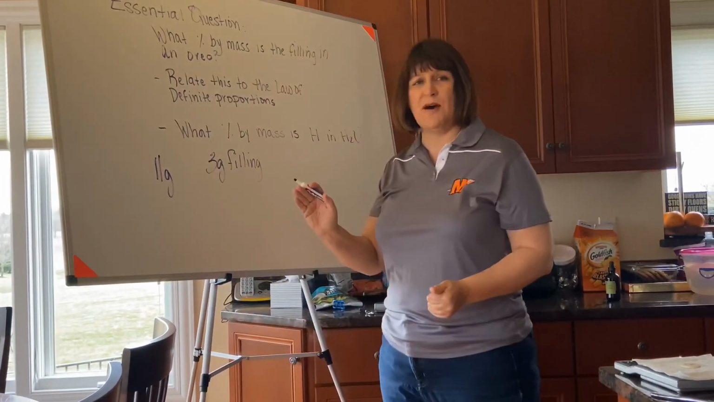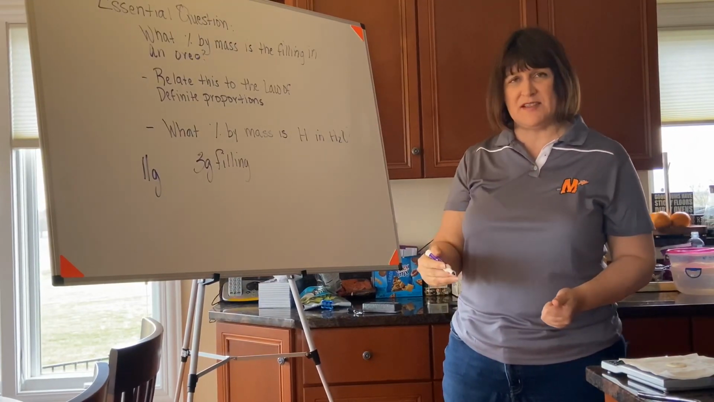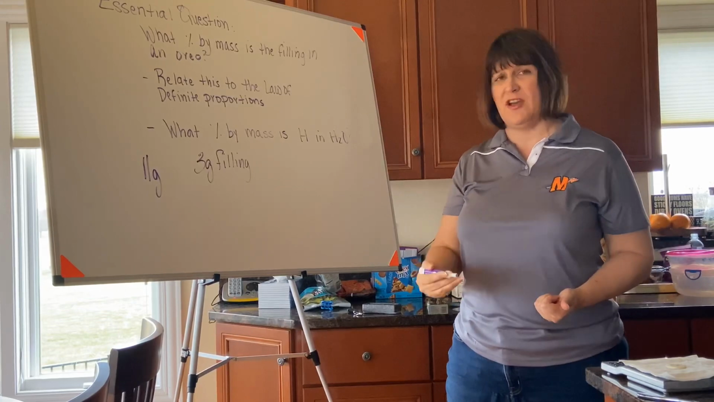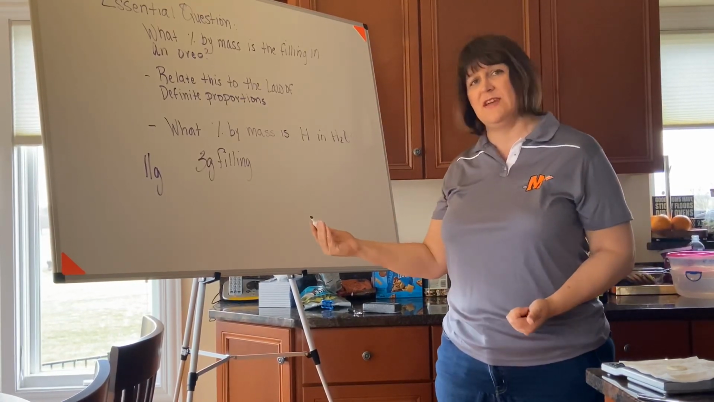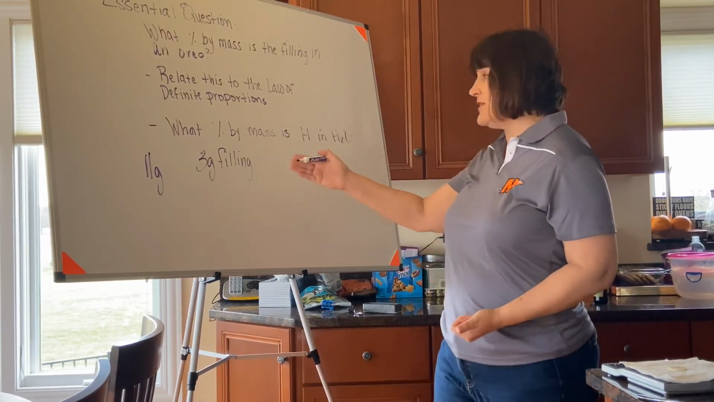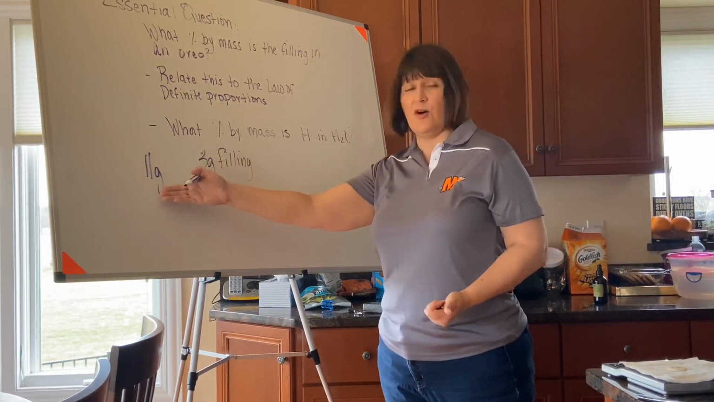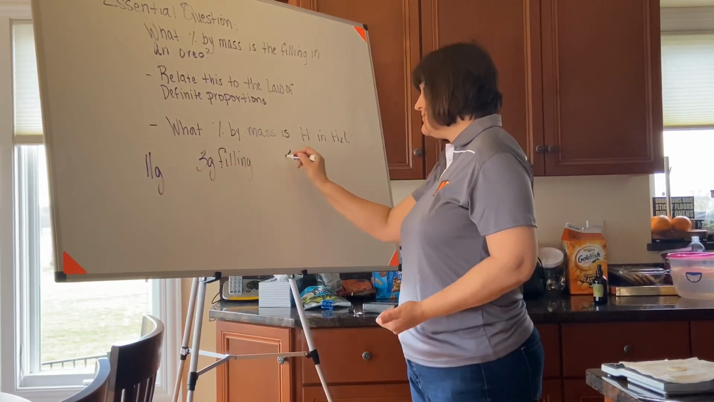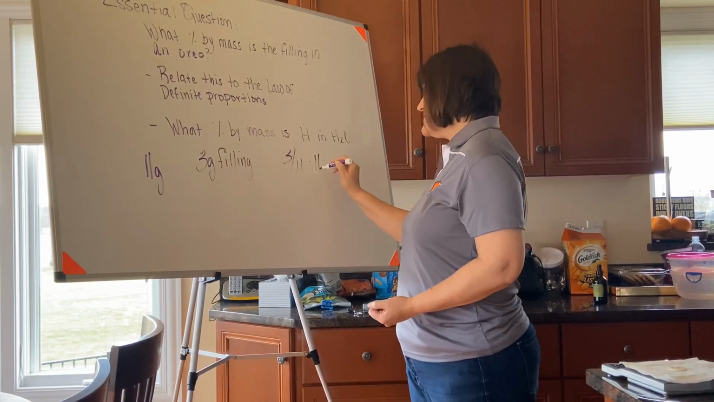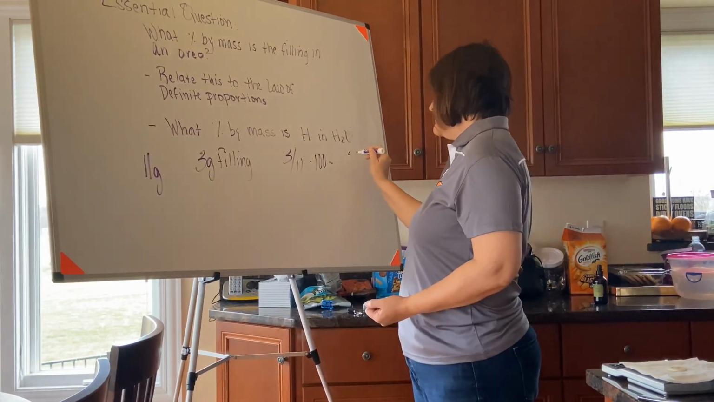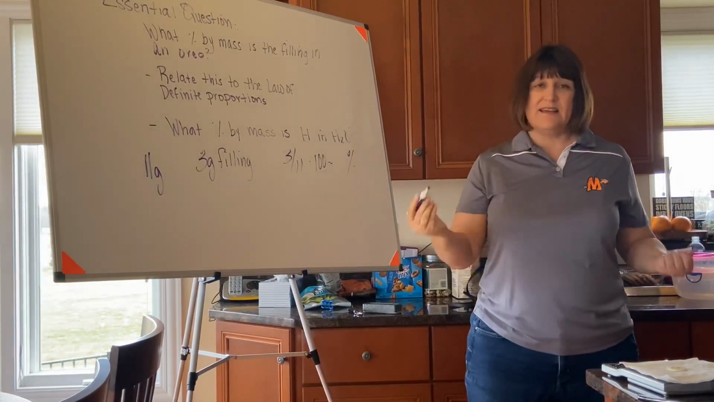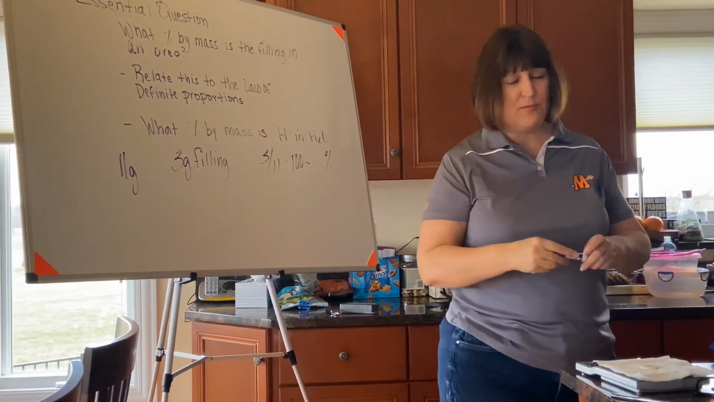Now the wonderful thing about percents is that you have experience with doing percent. The same thing that applies in your algebra class or your geometry class applies in chemistry. Percent means part over whole. So if our filling is 3 grams and the whole cookie is 11 grams, 3 over 11 times 100 gives us our percent. Now, consistency is very important.